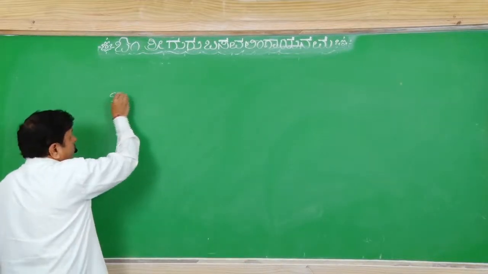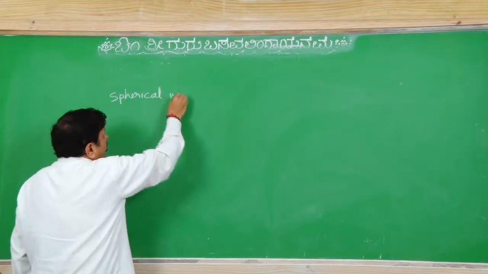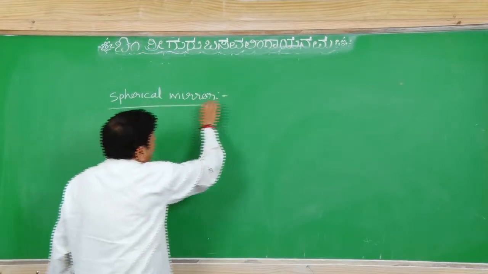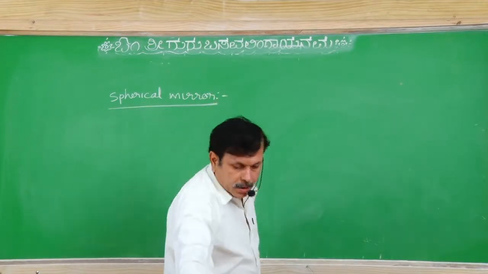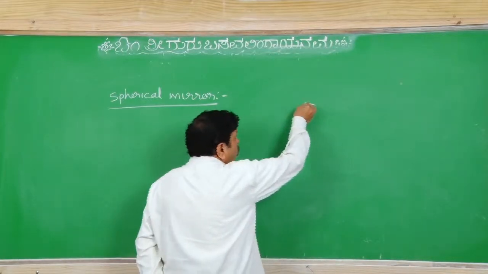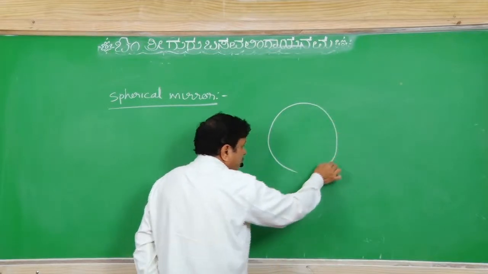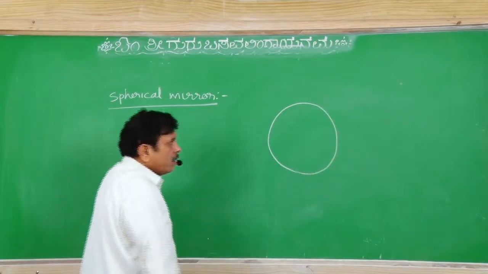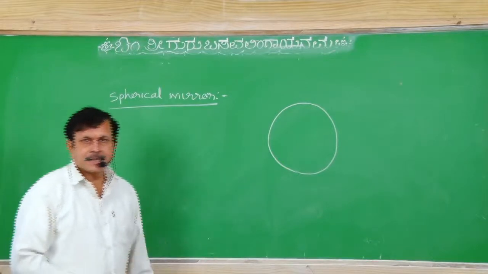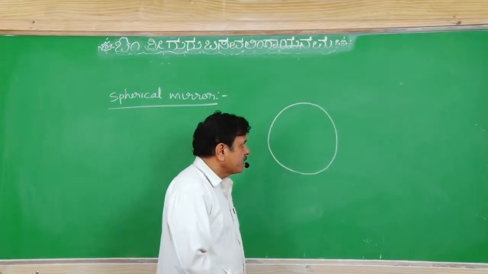Spherical mirror. Suppose we have a hollow spherical surface, like a hollow spherical glass surface or a metallic surface. Now we'll talk generally in terms of glass.